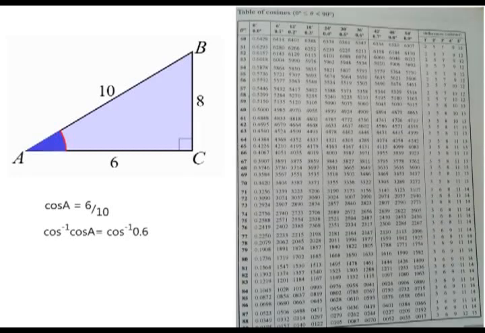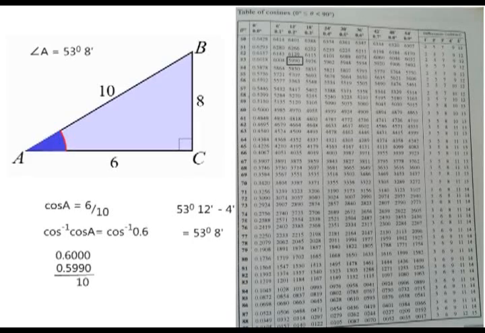0.6 is not there. The nearest small number is 0.5990. This is the cosine of 53 degrees and 12 minutes. The difference, we get 0.0010. We go to the differences columns and look for 10. It is not there, but we have 9. This is under column 4 minutes. We subtract this from our angle. 53 degrees and 12 minutes subtract 4 minutes will give us 53 degrees and 8 minutes. And this was the same angle we had.